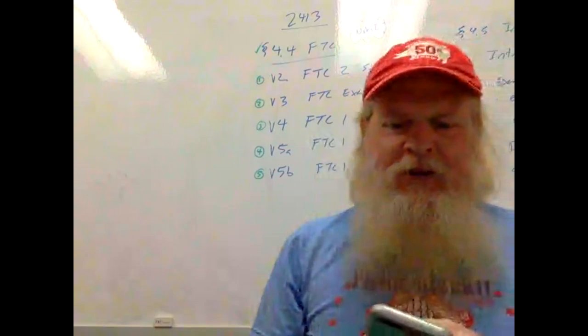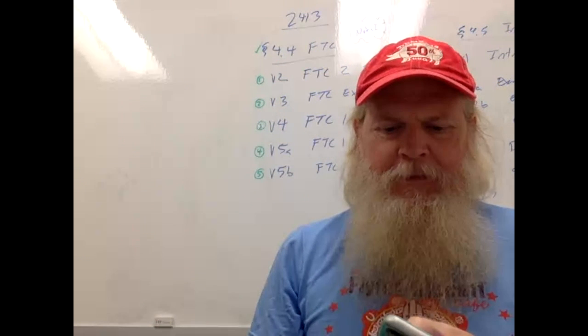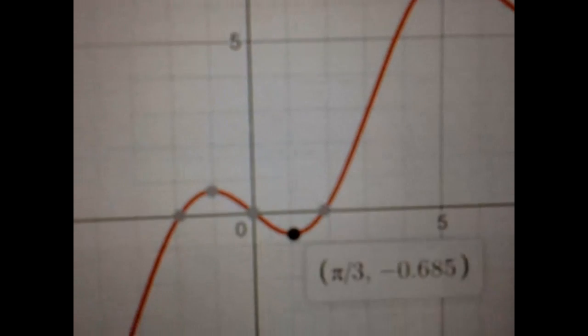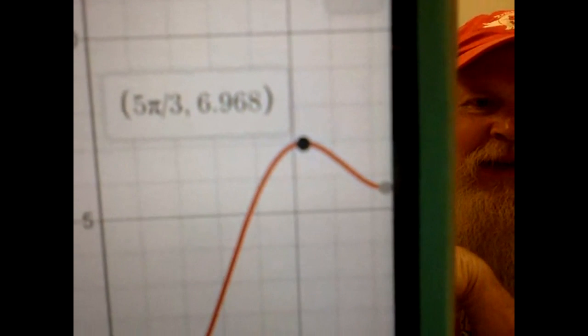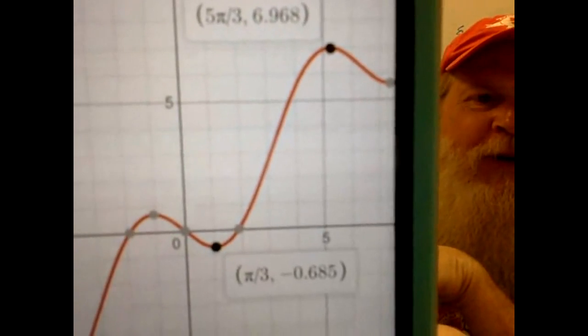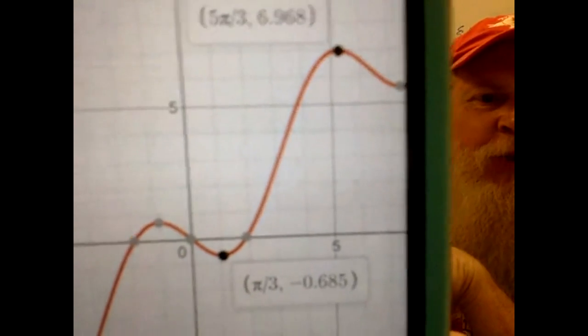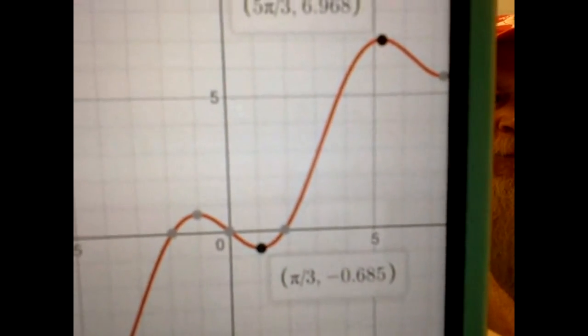Yep. Now we only care about the part between 0 and 2 pi, so let me click those. You probably can't read mine, but notice that that minimum is happening at pi over 3 comma a certain number. That's going to be the number you get if you plug pi over 3 into the original function f. And this maximum, the x-coordinate is 5 pi over 3, and the y-coordinate is whatever you plug in. So this confirms what we were expecting: a relative minimum at pi over 3 and a relative maximum at 5 pi over 3.